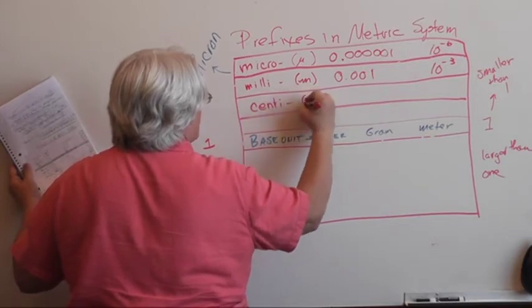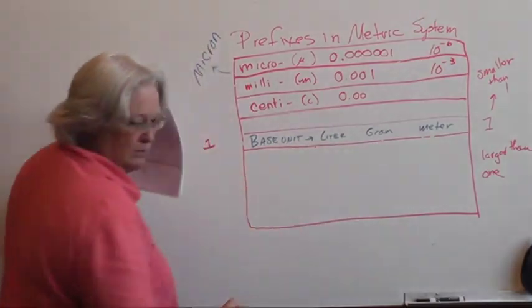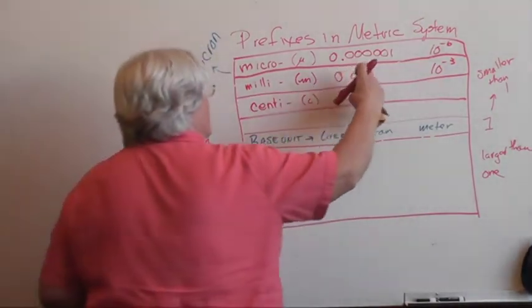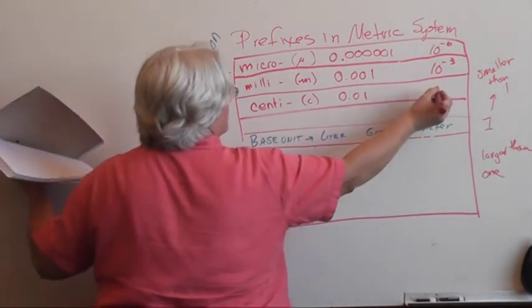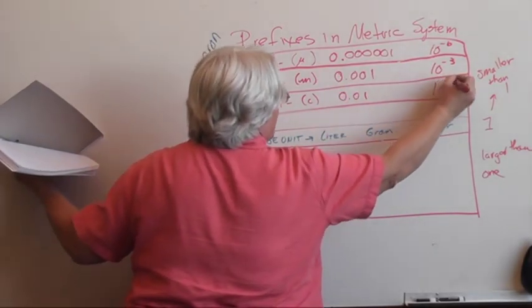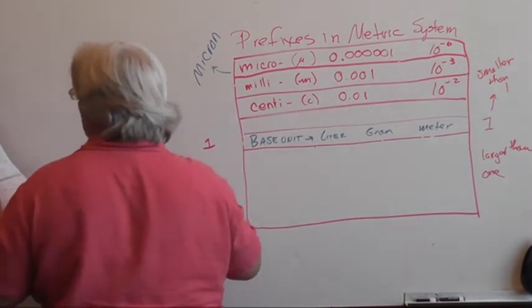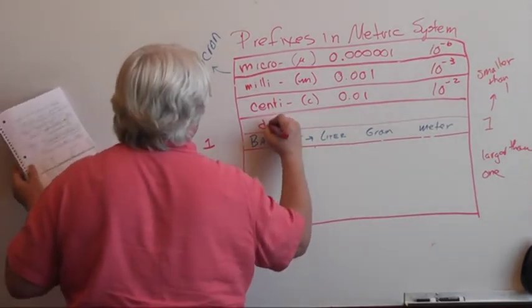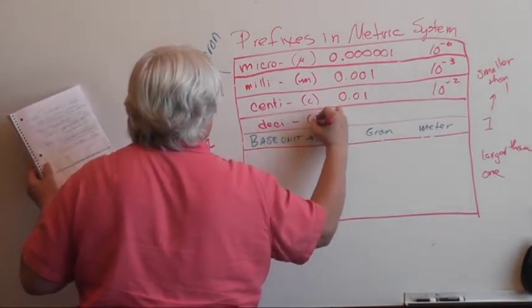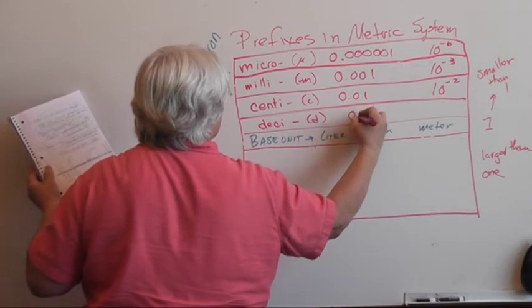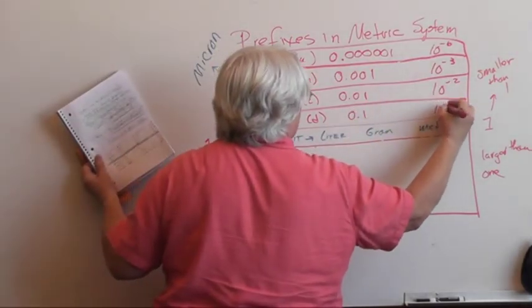Centi is a small c, and that's 100th, not a millionth or 1,000th. It is 100th, which is 10 to the second, 10 to the minus 2. Milli is 1,000th. And a deci, or deci if you want to say it by itself, that's a small d, and that's a tenth, 0.1, which is 10 to the minus 1.